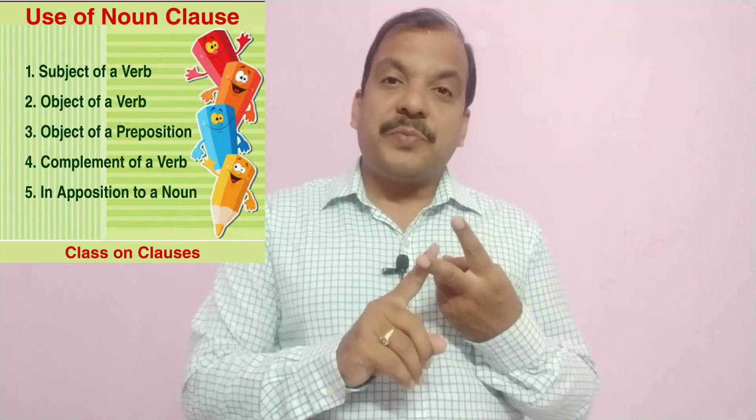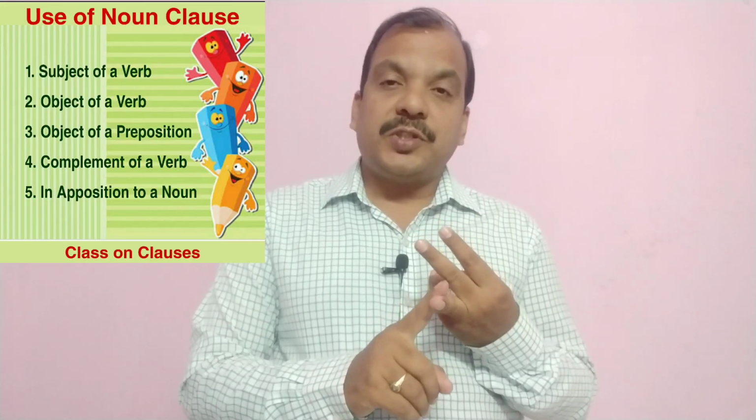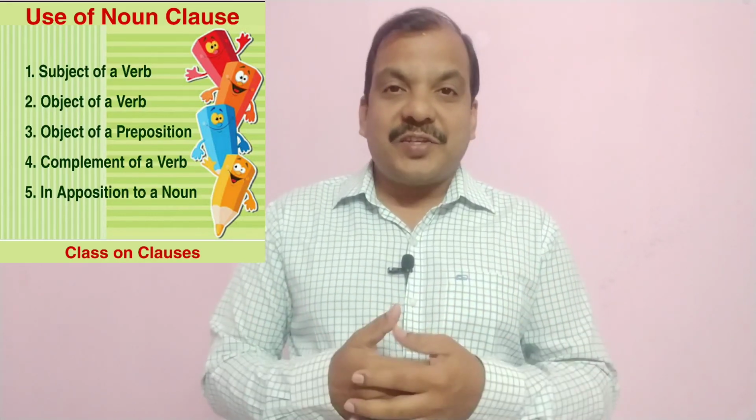So friends, let's go to the detailed discussion on these three types of clauses according to their function with their respective examples. That will be very much helpful to you in order to use them in sentences, as well as identify them when they are already in use. Let's go to the use of noun clause. When noun clause is used, the noun clause may be used as the subject of a verb, object of a verb, object to a preposition, complement to a verb, or sometimes in apposition to a noun. So let's have their examples in detail.